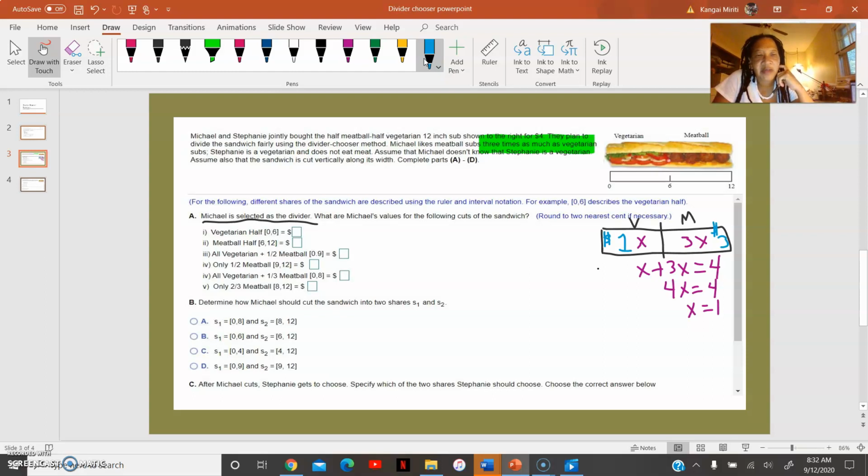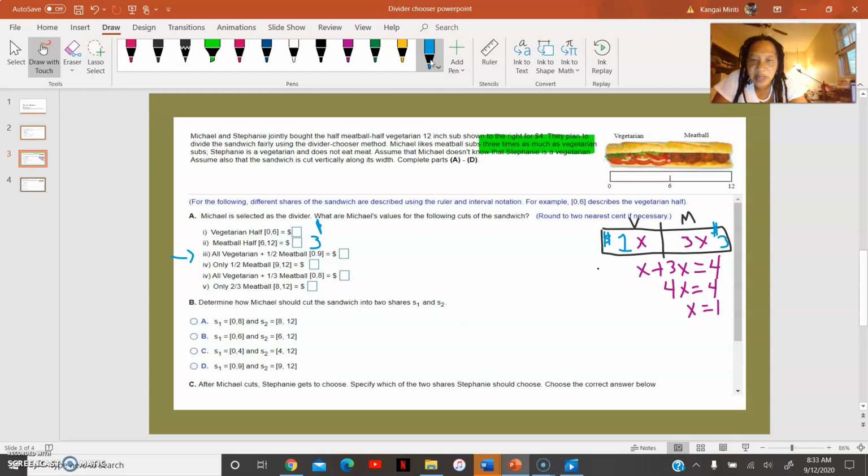And it's these values that we're going to keep in mind. These values are going to help us do the rest of the problem. So the veggie half was worth 1, and the meatball was worth 3. Let me erase that, make that better. $1. And this $1 and $3 is going to help us answer all these other questions.